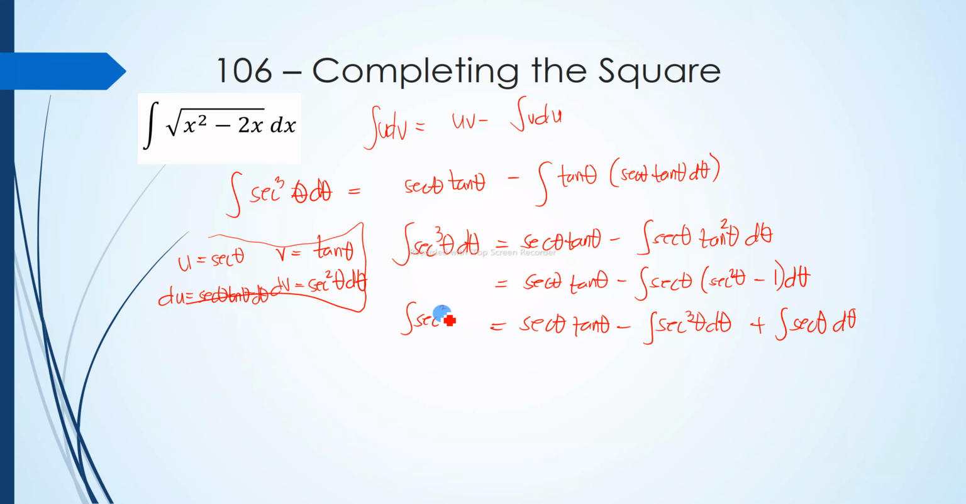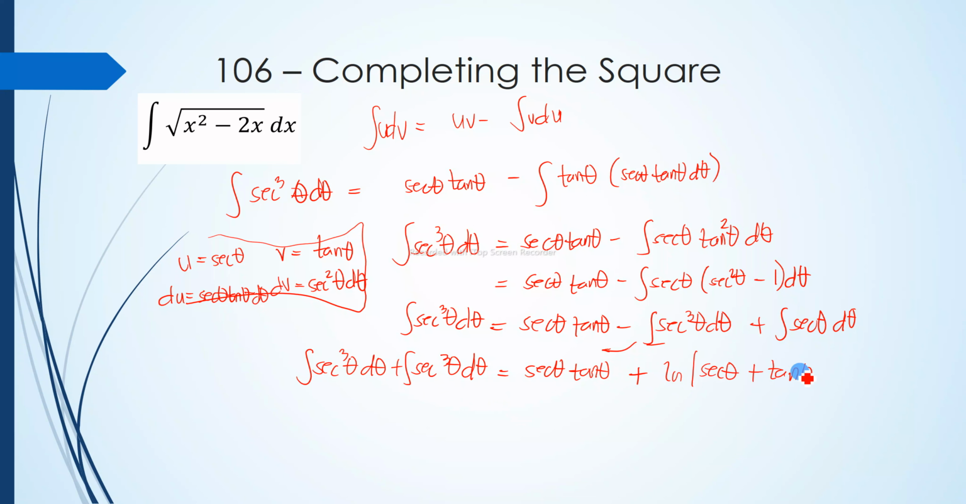So you can see that secant cubed keeps coming back. If we integrate by parts again, it will keep coming back, and we will never finish. So there is something we can do: transpose it to the left side. We will have the integral of secant cubed theta d theta plus the integral of secant cubed theta d theta equal to secant theta tangent theta, and the integral of secant theta, which is just the natural logarithm, plus ln of secant theta plus tangent theta.